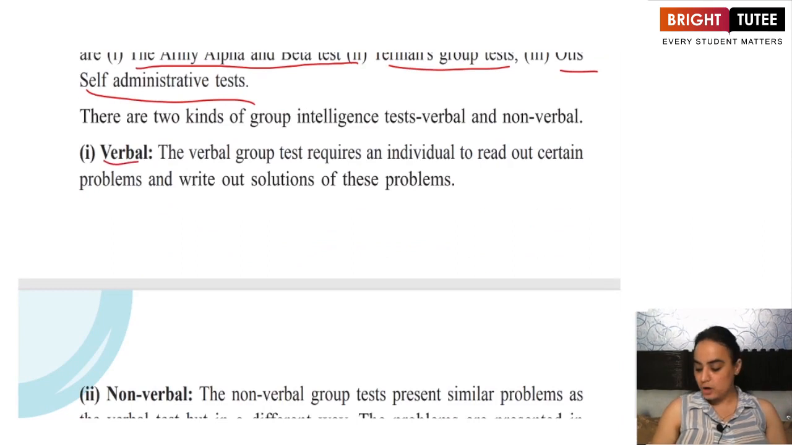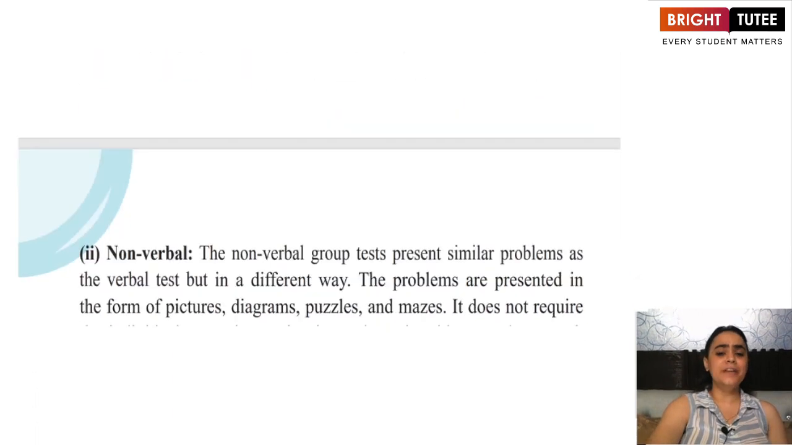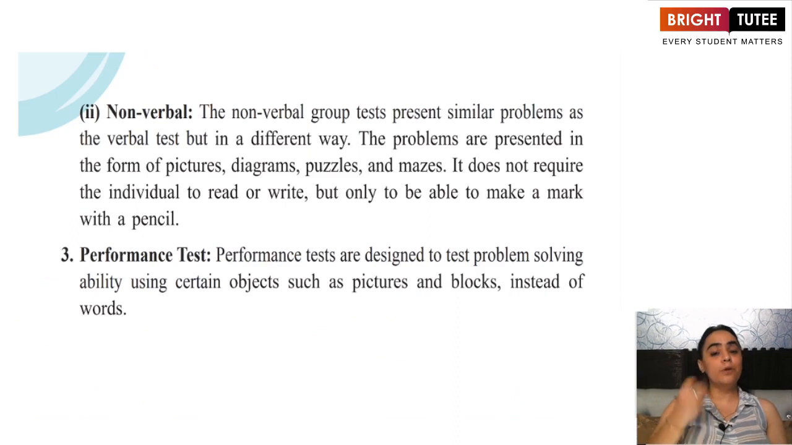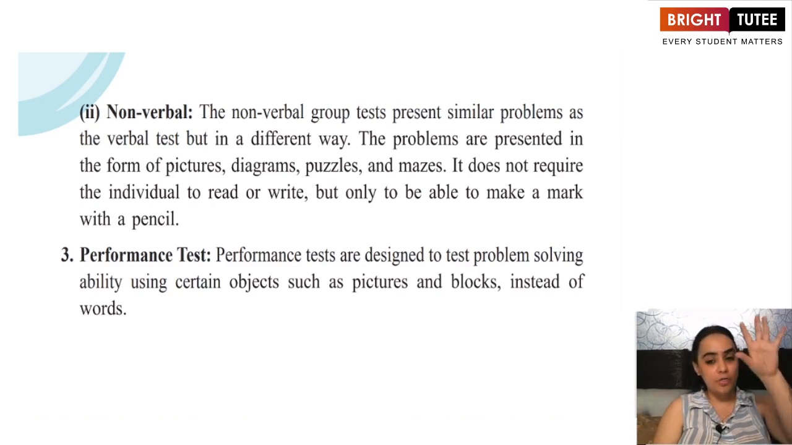As the name suggests, verbal tests are those which require an individual to read something and then write a solution to that problem. So reading first and then writing the solution is going to act as a test for your verbal intelligence. And we have the non-verbal test, in which the problems are presented to the people appearing for such a test in the form of some picture, diagram, puzzle, maze and so on. So a person does not need to read or write anything, but just makes a mark with a pencil on the basis of what he or she has learned from the pictures or the diagrams displayed.